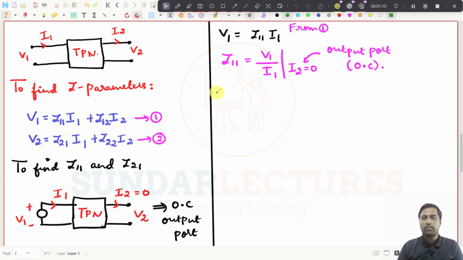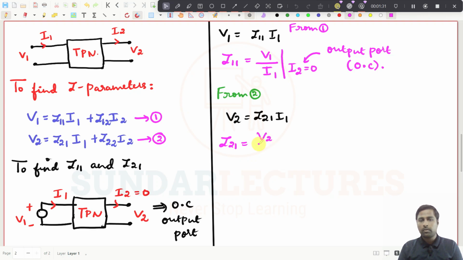And if you are going for expression number 2, from 2 what you can write down is this. This term becomes 0 because I2 is 0. So V2 is equal to Z21 times I1. And finally Z21 can be written as V2 by I1, with the applicable restriction that I2 should be 0. So this is the open circuited output port.